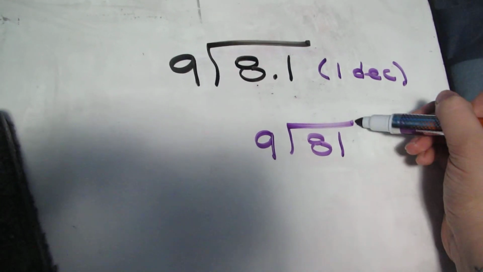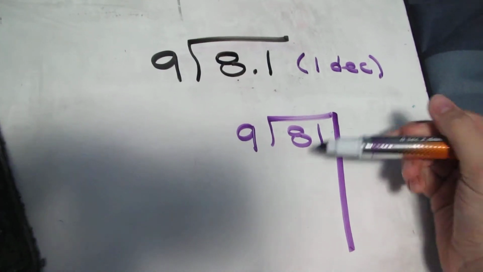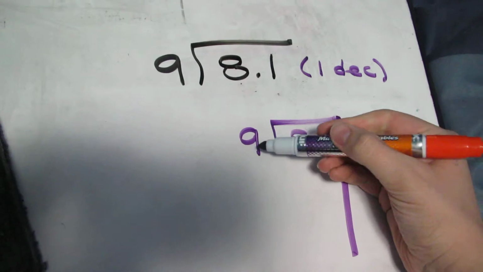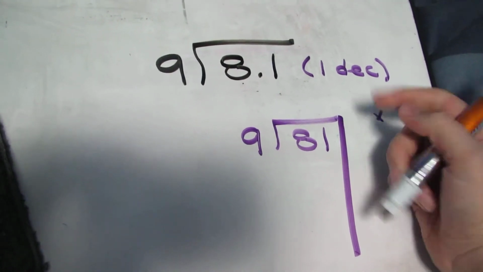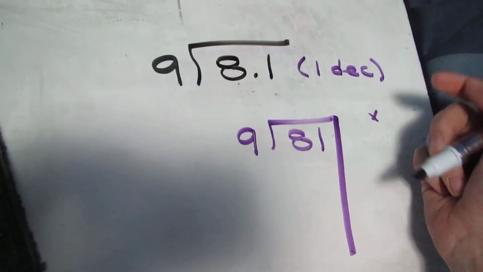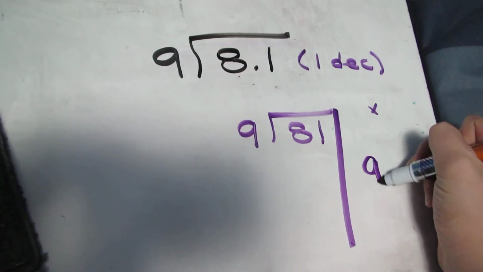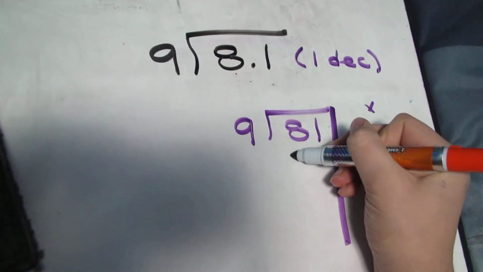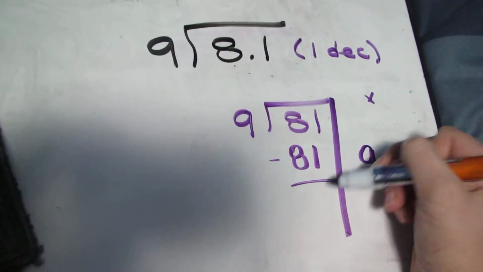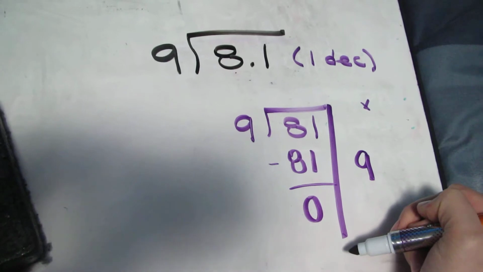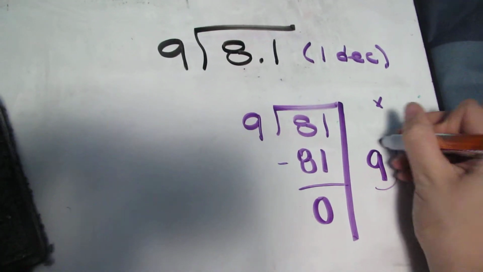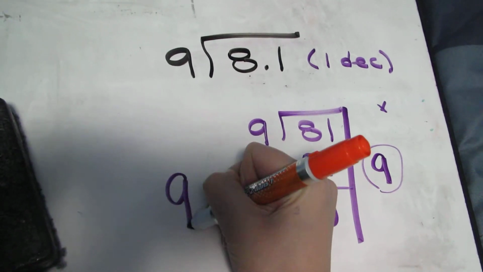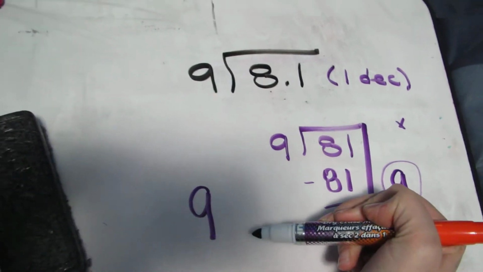So if we think of what we can do over here in the multiplying section, something times 9 equals 81. You said 9, right? Yeah, I hope you did. So I know that 9 times 9 is 81. I have no remainder in this case, so I know my answer is 9. So I'm going to bring my 9 back over here to play with in this case.